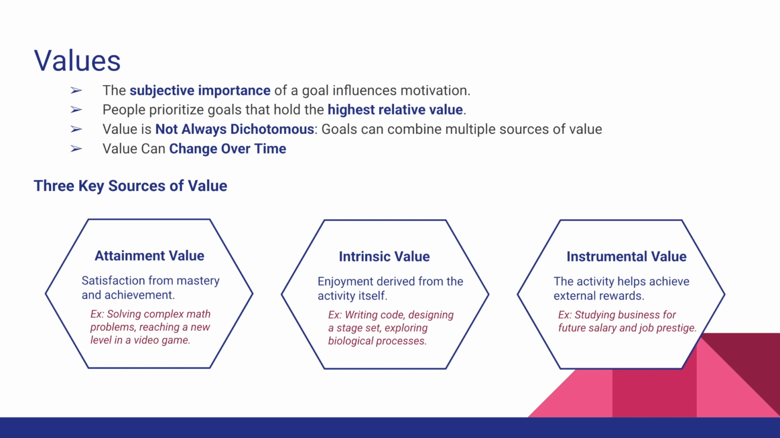First, attainment value, which is the satisfaction gained from mastering a skill or accomplishing a goal. For example, a student may feel pride in solving a complex mathematical theorem or spend hours perfecting their skills in a video game. Intrinsic value, which comes from the enjoyment of the activity itself, rather than the outcome. A student may spend hours designing a theater set, coding a program, or trying to understand the complex regulations of blood flow to tumor cells because they find the process rewarding. This is the foundation of intrinsic motivation.